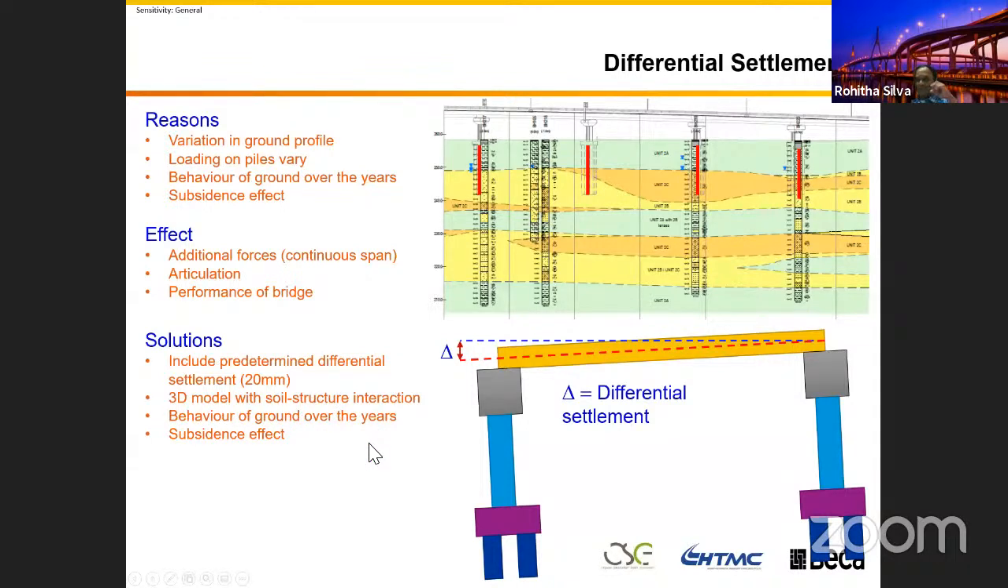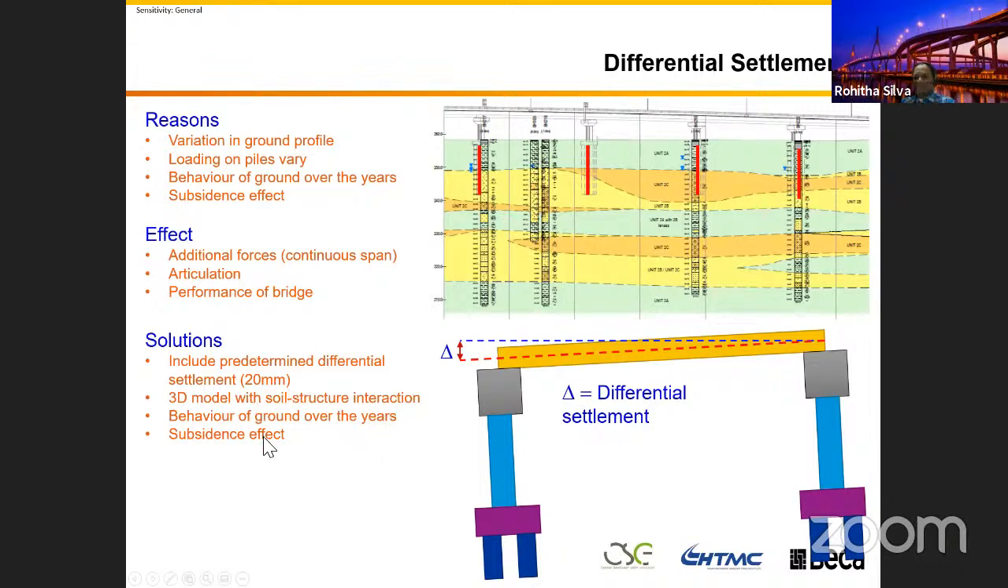We always do a soil structure interaction model, and the behavior of the ground over the years. You need to have a better understanding of this before you put that in, or you can incorporate it in a different way with your soil structure interaction, like an iterative approach. It all depends on how important these numbers are, but in normal ordinary short span bridges, it's not that significant.